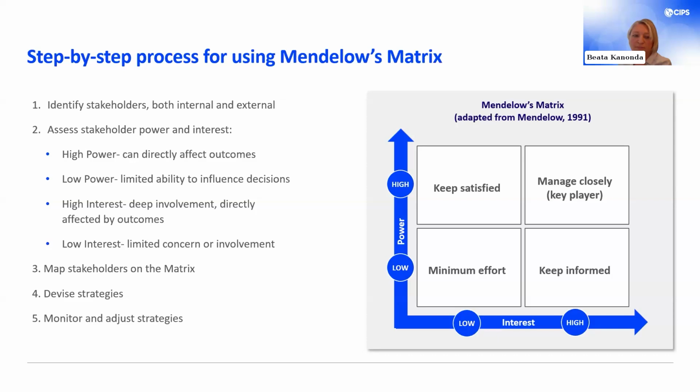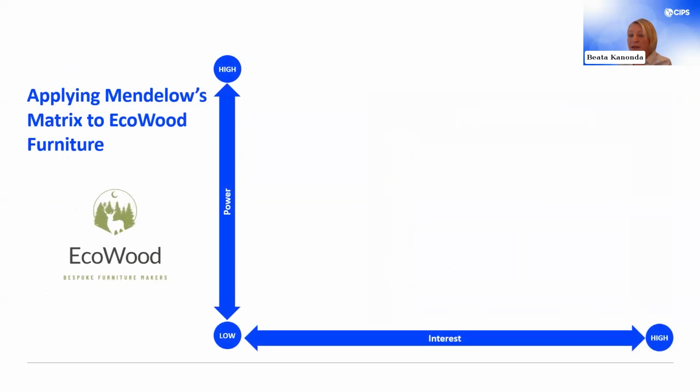Next slide, please. So here's how we might apply the Mendelow's matrix to the EcoWood scenario when Joanne, the supply chain manager, makes a decision to move away from one of the key suppliers. A decision that is not welcomed by all of the stakeholders. With the help of the team, Joanne identifies all the key stakeholders that may have interest and be affected by the change of the supplier of sustainably sourced wood.